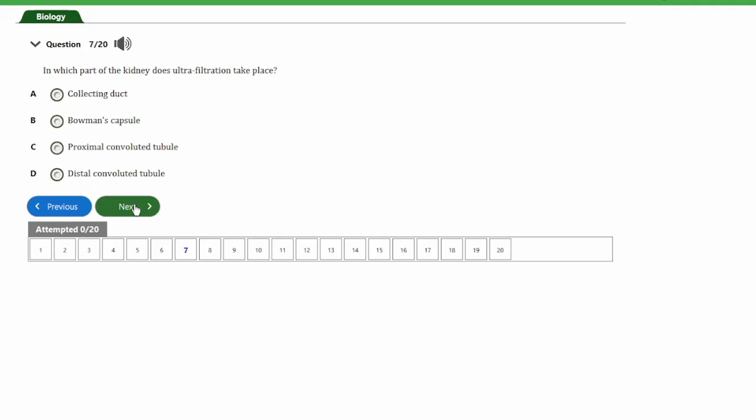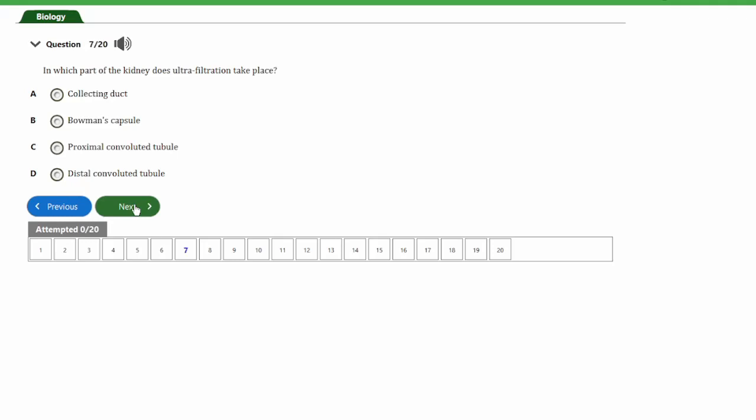So let's look at the next question, and that's question number 7. The question says, in which part of the kidney does ultrafiltration take place? So guys, we have options: A, collecting duct; B, Bowman's capsule; C, proximal convoluted tubule; D, the distal convoluted tubule. So guys, the answer to this question is option B, and that's the Bowman's capsule. This is the first part of the kidney nephron, and that's where ultrafiltration takes place.